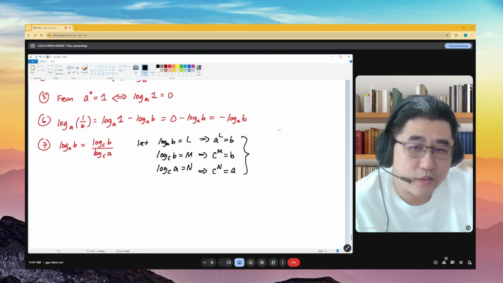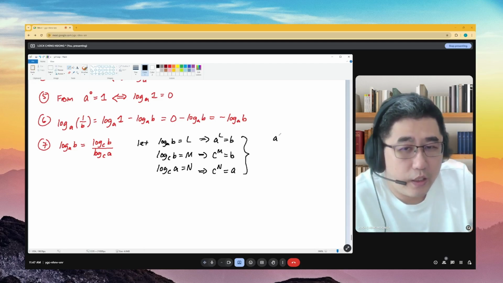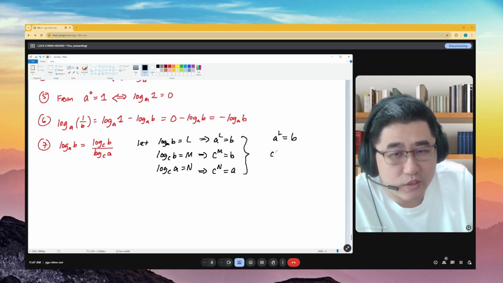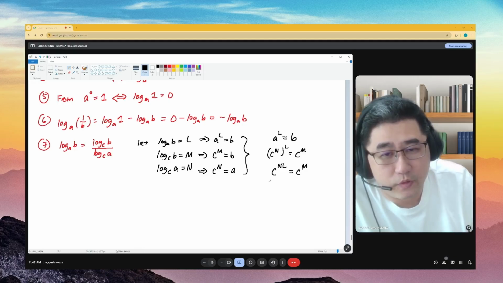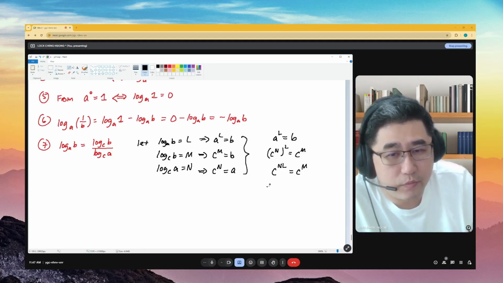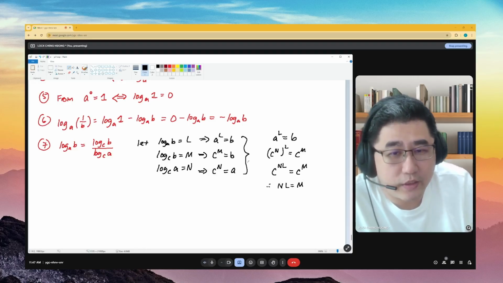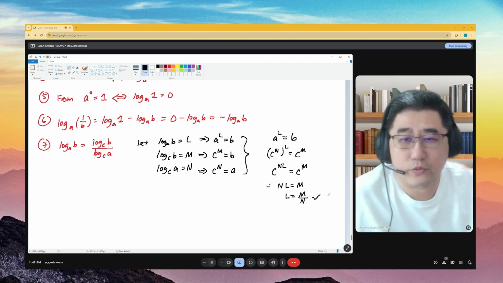So let's see what we can get here. From the first line, a^L equals b, and a is c^N, so (c^N)^L, and b is c^M. According to the indices rule, I have c^(NL) equals c^M. Since it's the same base, the power must be the same. So NL equals M. If you write L as the subject, you have M over N. You can see the rule is true.